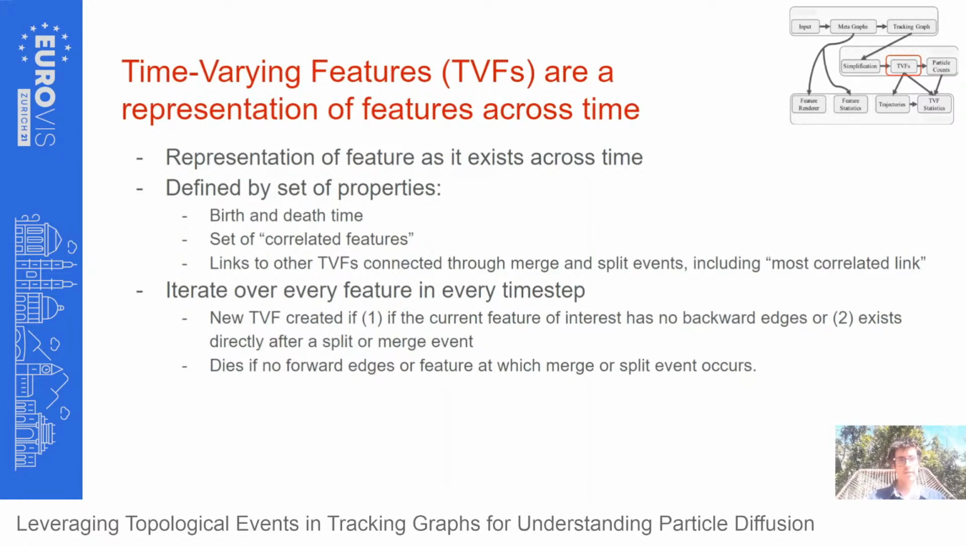To construct TVFs from the tracking graph, we iterate through all features in consecutive time steps. There exist two scenarios where a new TVF is created. One, if the current feature of interest has no backward edges, or two, it exists directly after a split or merge event. Similarly, a TVF dies when either the current feature has no forward edges or is the node at which the merge or split event occurs.